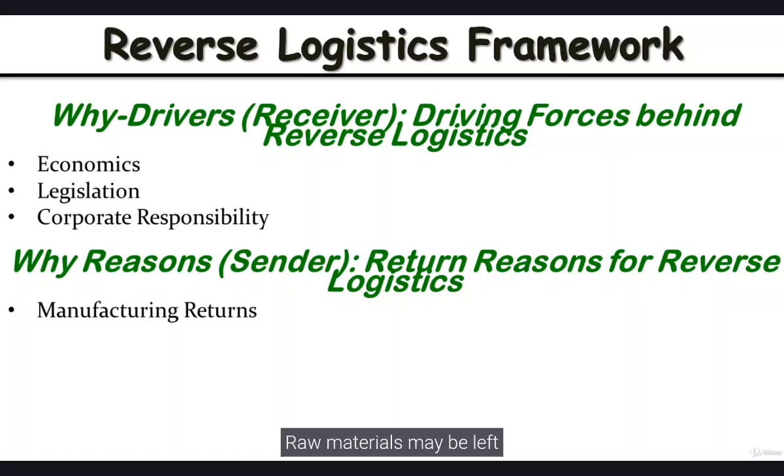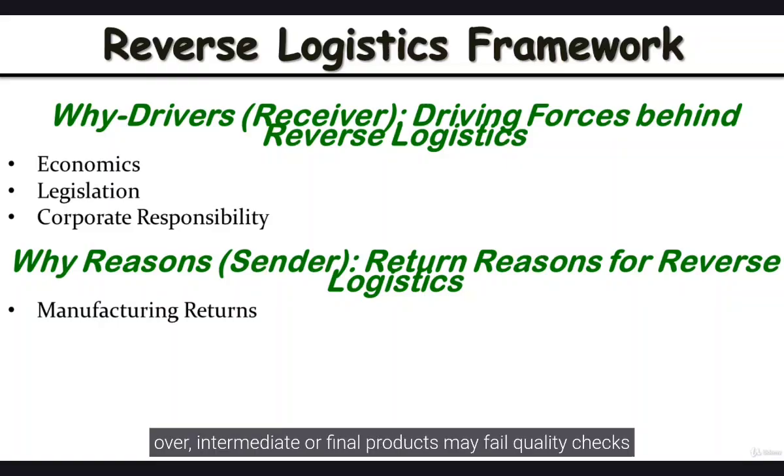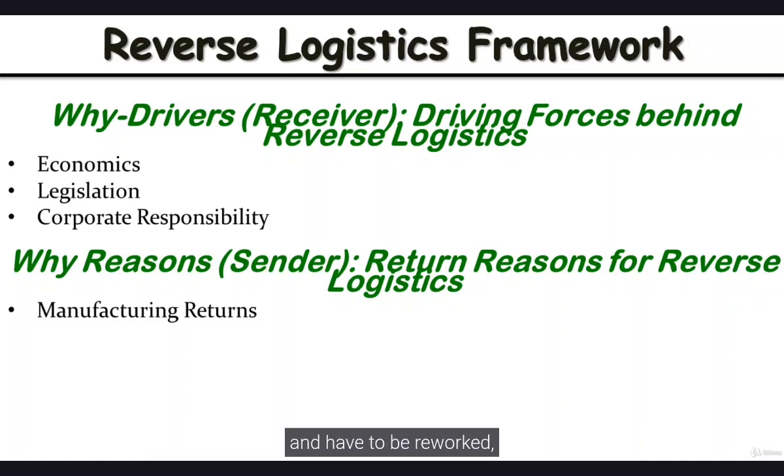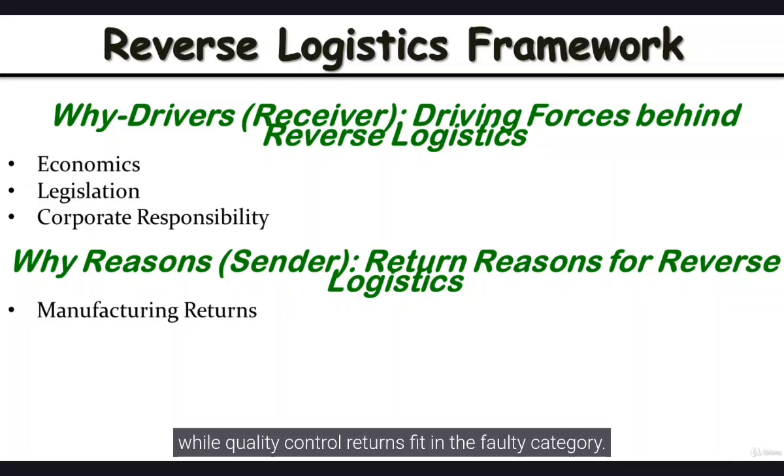Raw materials may be left over. Intermediate or final products may fail quality checks and have to be reworked, and products may be left over during production or byproducts may result from production. Raw material surplus and production leftovers represent the product-not-needed category, while quality control returns fit in the faulty category. Manufacturing returns include raw material surplus, quality control returns, and production leftovers and byproducts.